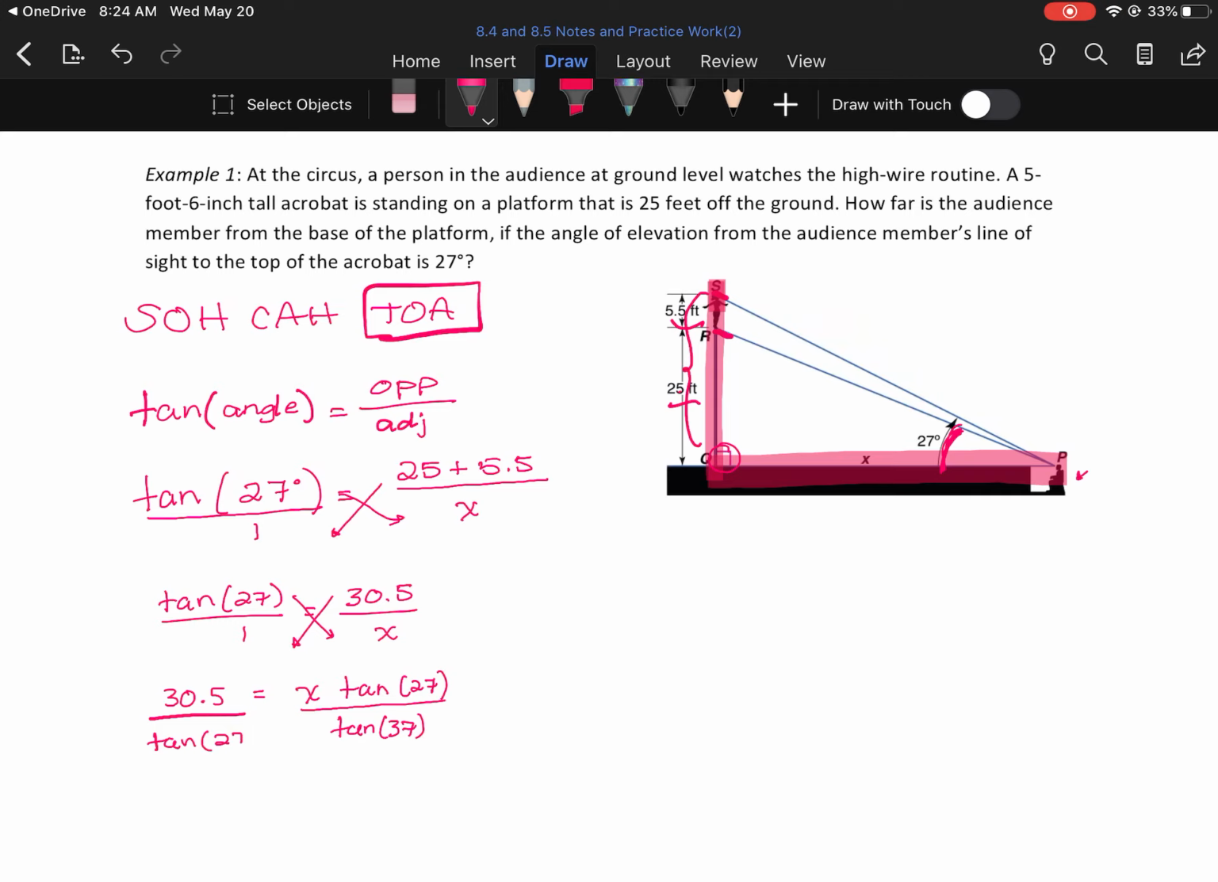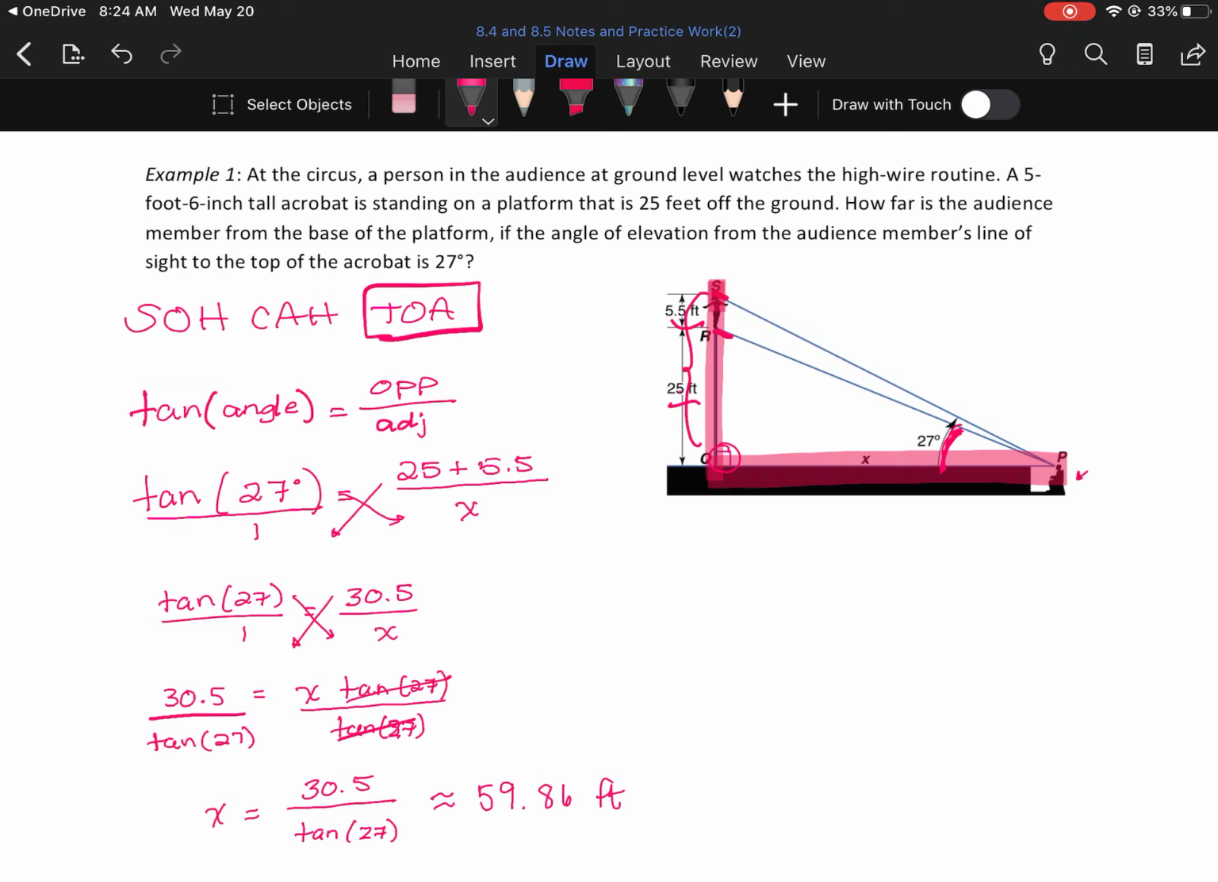I'm sorry, 27. All right, so tangent of 27's cancel. I'm going to switch this around because I prefer my x to be over there. So x equals 30.5 divided by the tangent of 27. And that you can just type into the calculator. So when you do that, you get approximately 59.86 feet. Okay, if they wanted it to the nearest foot, we would say 60 feet.